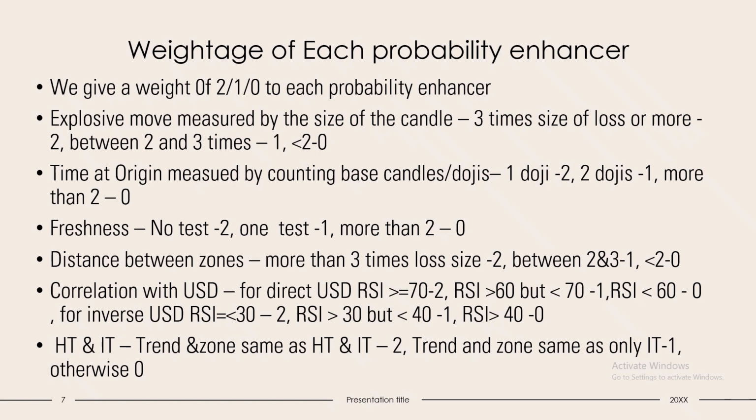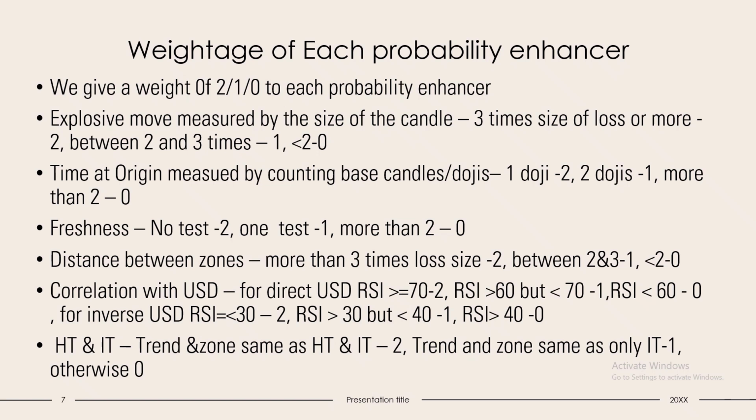Then we come to the time spent by the candle at the origin. This is measured by counting the number of base candles or dojis. If it's just one doji, we give a score of 2. If there are 2 dojis, we give a score of 1. And if there are more than 2 dojis or base candles, we give a score of 0.